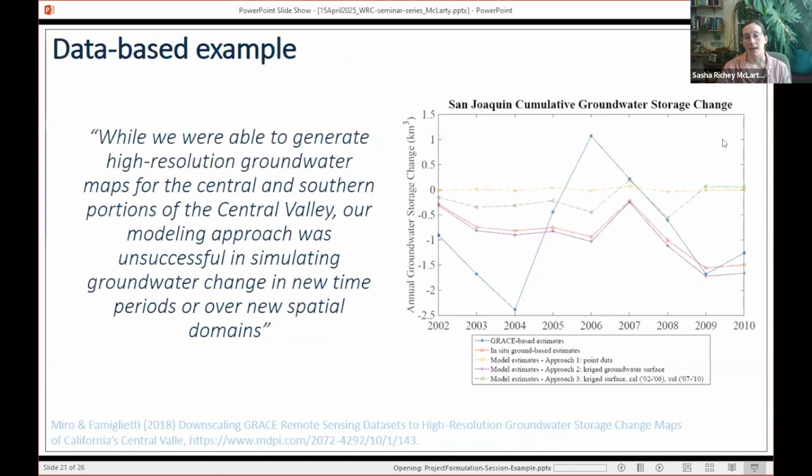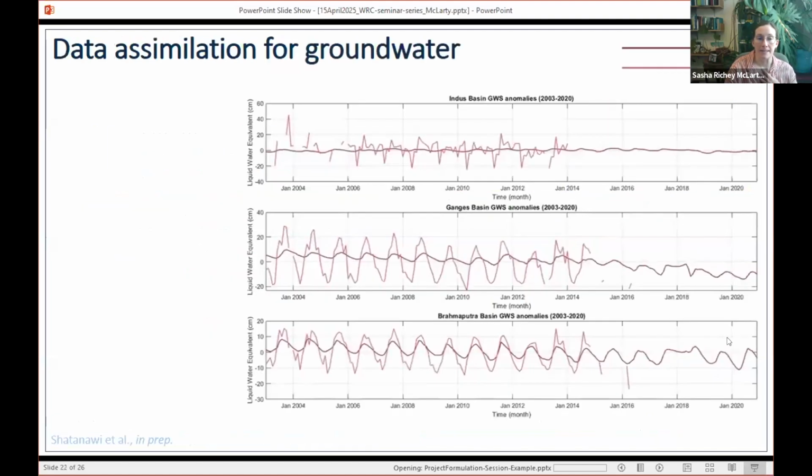And the important takeaway in this slide, this is just an example of the machine learning based downscaling approach for GRACE in California's San Joaquin Valley. I'll jump to this part of the quote. "Our modeling approach was unsuccessful in simulating groundwater change in new time periods or over new spatial domains." So in my mind, there are not yet downscaling methods that are appropriate to use with GRACE.